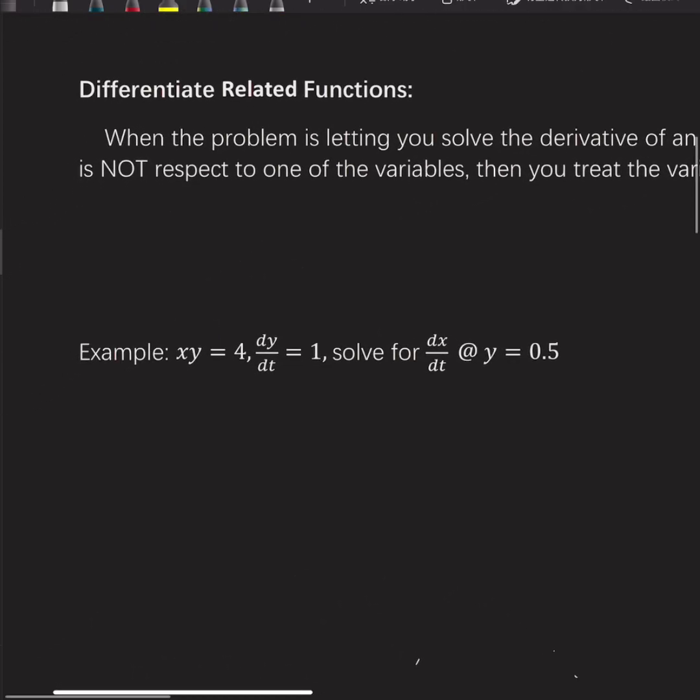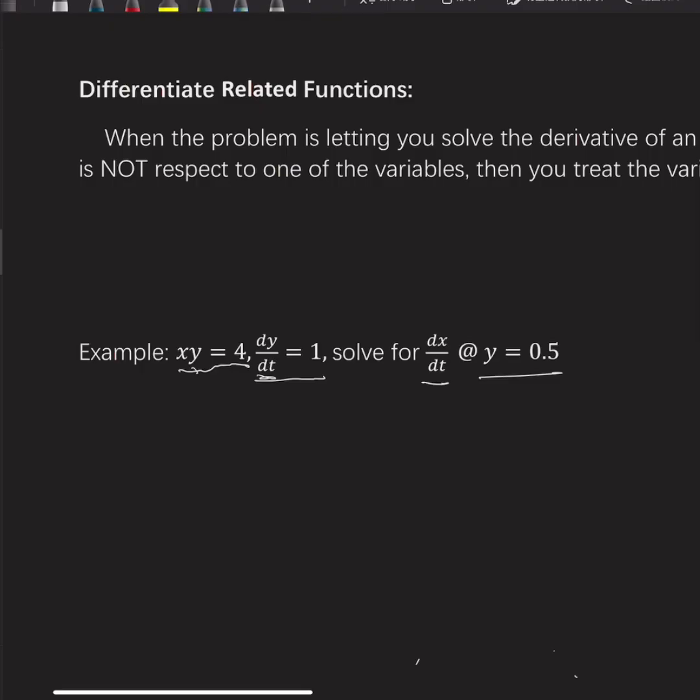So we have this implicit equation xy equal to 4. And we're given that the derivative of y with respect to t is equal to 1. And we need to solve for dx/dt at y equal to 0.5. We see t is not present in any of the variables here, which means that x and y are both functions of t. So we need to use the chain rule for both variables to solve for the derivative.